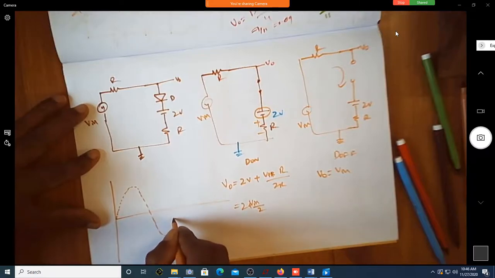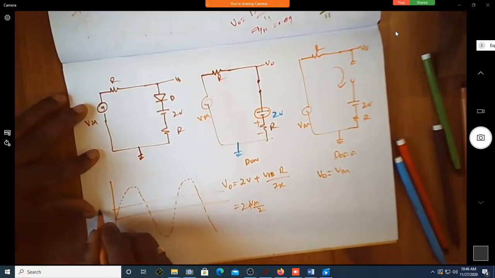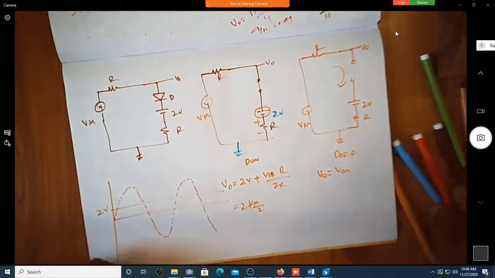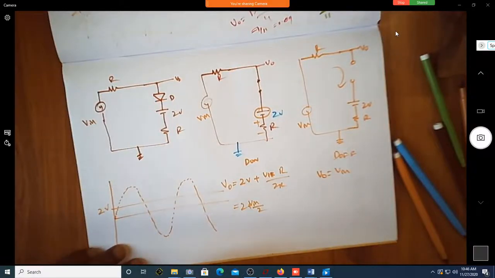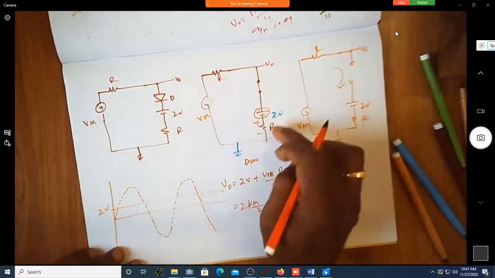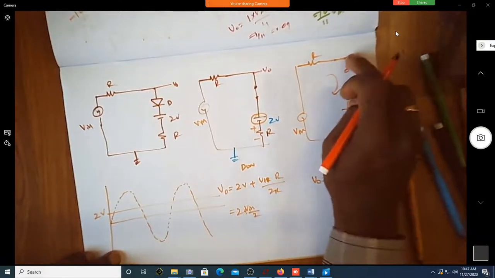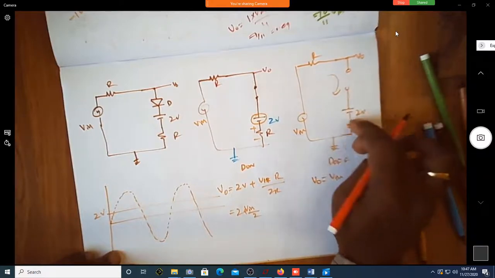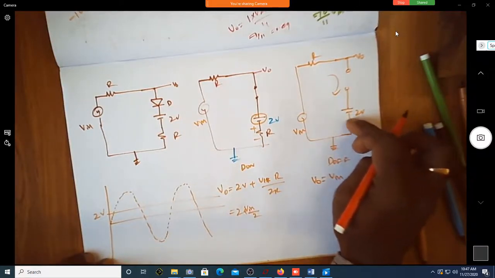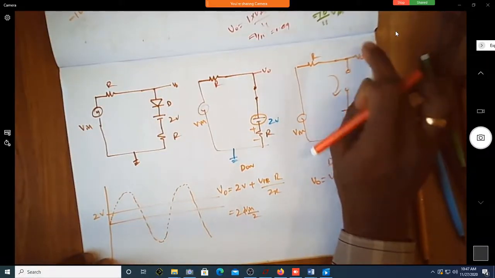If this is my input waveform, shall I write this as my reference point? Now, sir, cathode voltage will be greater than 2 volt, right? Sorry, exactly 2 volt at this point, to turn on this. Whenever it is off, it is 2, no? So when will this turn on? When it is off, this voltage is also 0, there is no drop here. So if the voltage is more than 2, then it turns on.